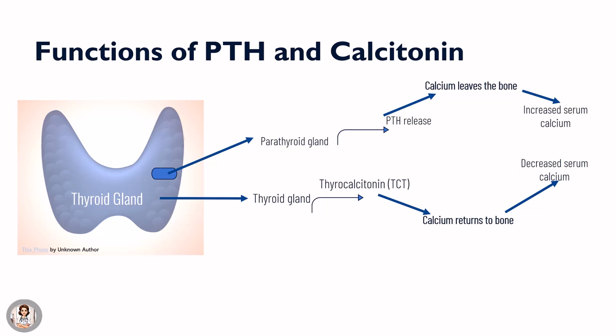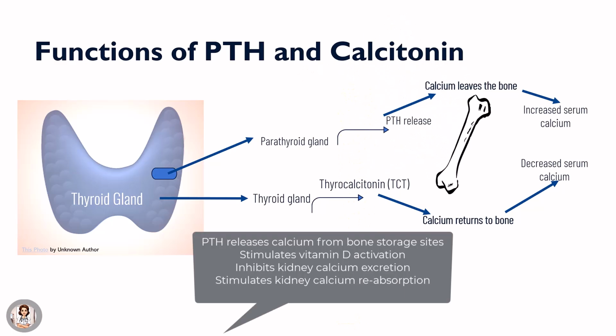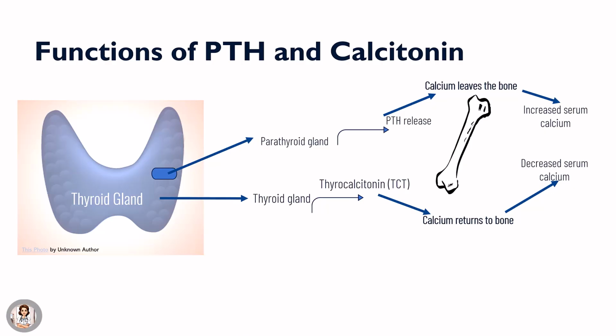This diagram shows PTH is released from the parathyroid gland. PTH increases serum calcium levels by releasing free calcium from bone storage sites, stimulating vitamin D activation to help increase intestinal absorption of dietary calcium. It inhibits calcium excretion and stimulates kidney calcium reabsorption.